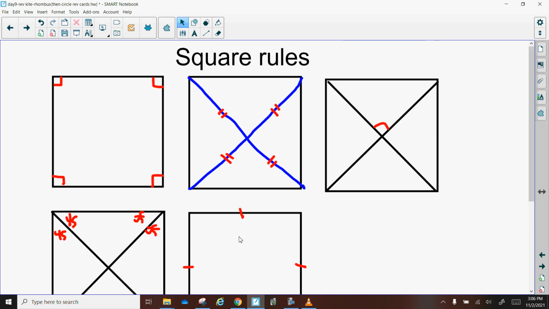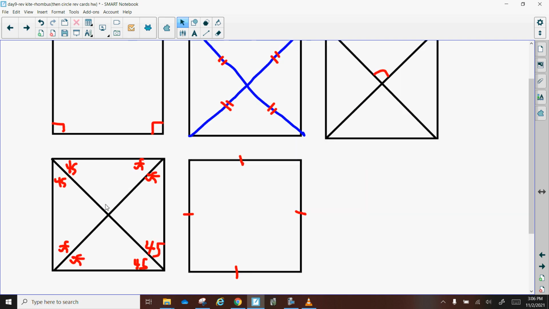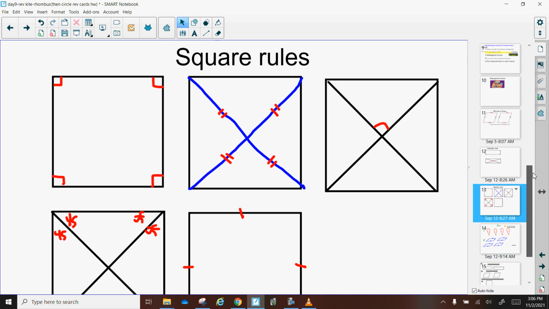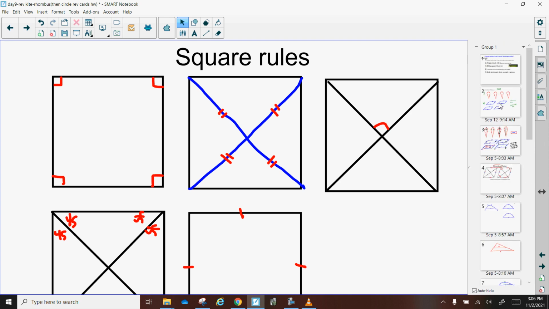Okay, we know all sides are equal. We know the diagonals bisect each other. We know the diagonals are perpendicular to each other, and we know the diagonals bisect the angles. Okay, so reviewing all the rules that we've had here so far today. This is everything that you're going to need to know.